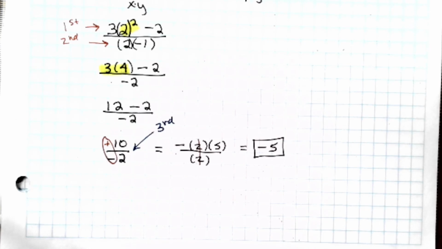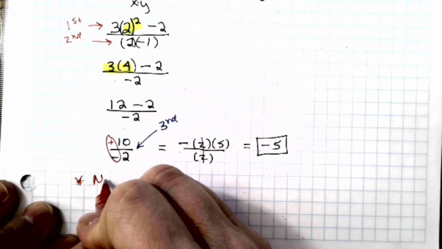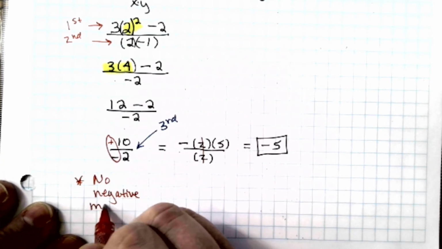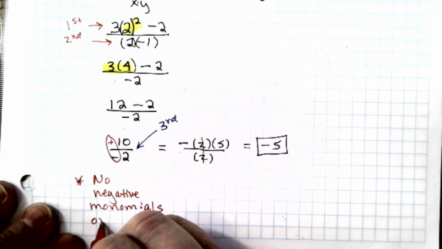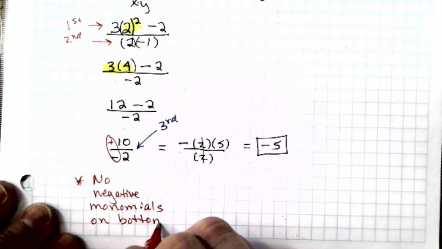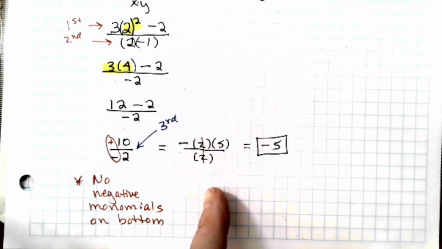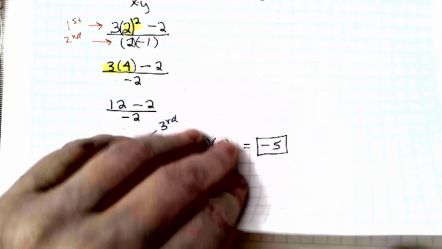So just as a reminder on the side here, there are no negative monomials, which means one term, on the bottom. You always simplify it up to the top. Okay, so that is our evaluating and reducing fractions. I'm going to flip the page and we're going to get into stacked fractions.